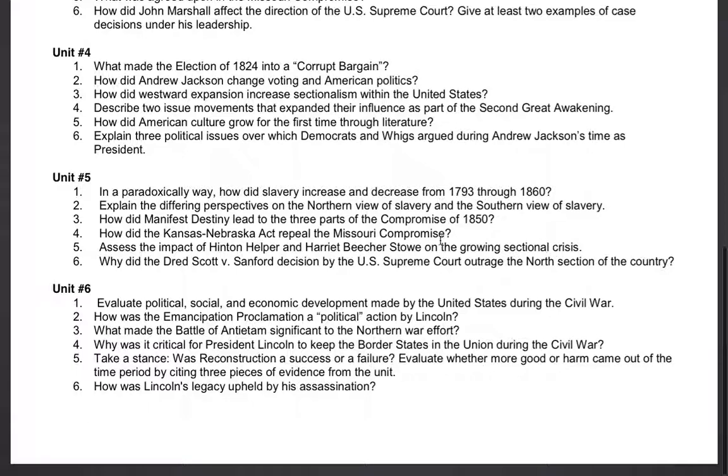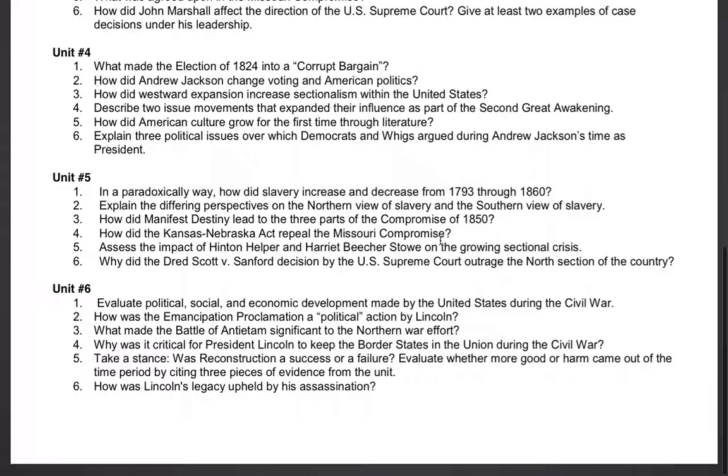And number 6 has you look at how was Lincoln's legacy upheld by his assassination. Lincoln died almost at the right time, you could view it, in April of 1865, because if he had lived, he would have had to deal with the complicated nature of Reconstruction and bringing the former Confederate states back in. Lincoln didn't have to deal with the radical Republicans who wanted to push for more racial equality when there were former Confederates who wanted to do the exact opposite.